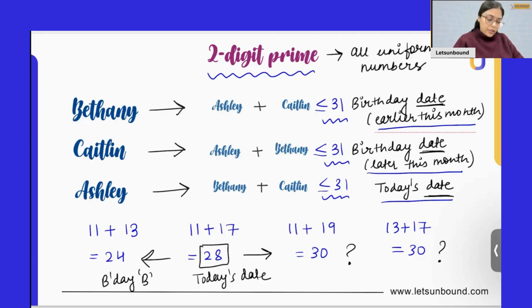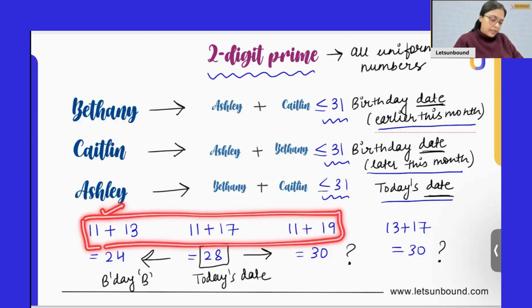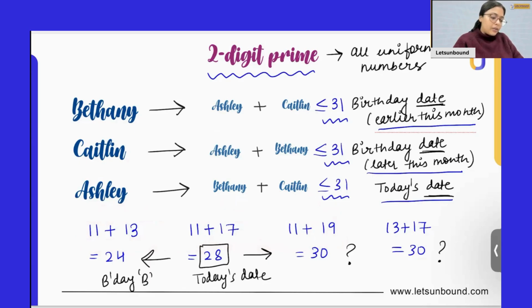We have to make sure that whatever we pick is correct. Now have a look at the combinations. If I pick this 30, look at the sum. It's 11 plus 19. And if I do that, all three combinations will have 11 in each, which is not correct because the uniform numbers cannot be the same for any two members. So we have to discard this combination and pick the other one. So we pick this 30, and that is the later date, the birthday for Caitlin. So birthday C.